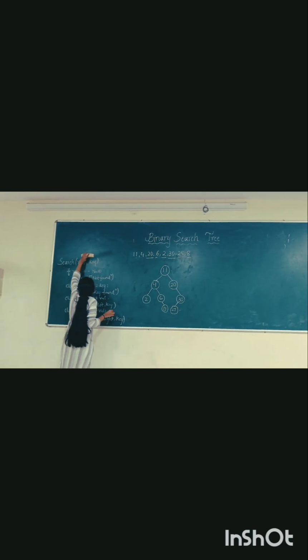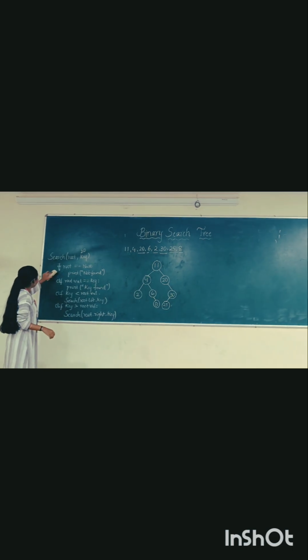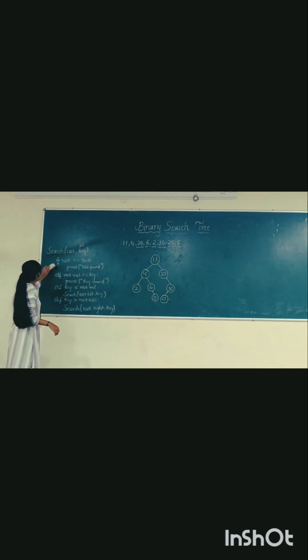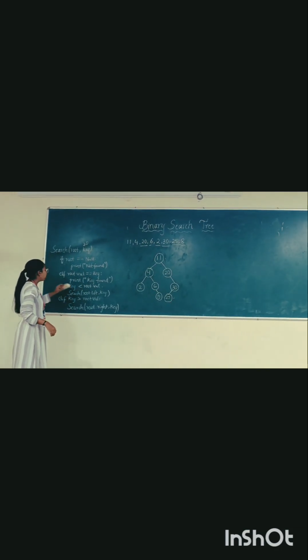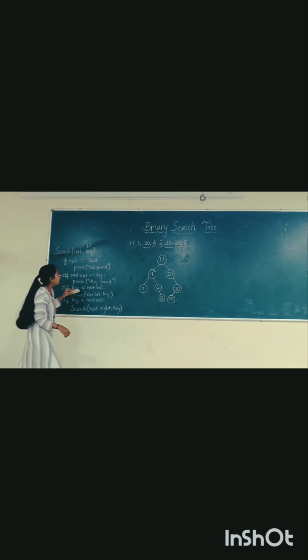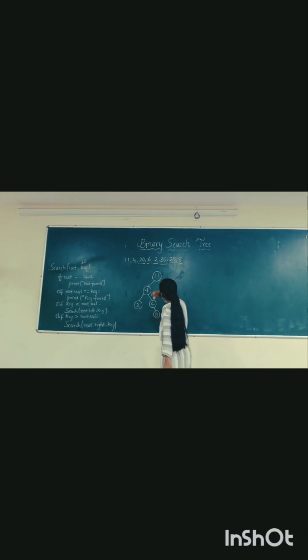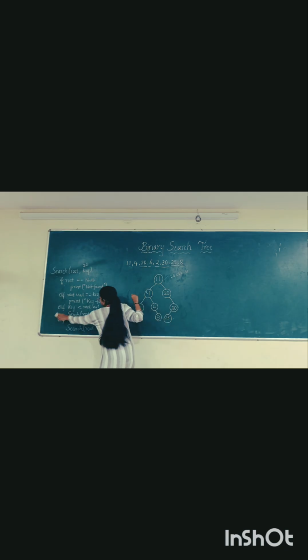Now let us take another example, to be searched as 20. Again, we'll go to the function. Inside the function, is root equal to null? No. It will go to the condition. Root dot value equal to key? No. Again, it will go to the condition. Is key less than root dot value? Here key is 20 and root dot value is nothing but 11. Is 20 less than 11? No, right?